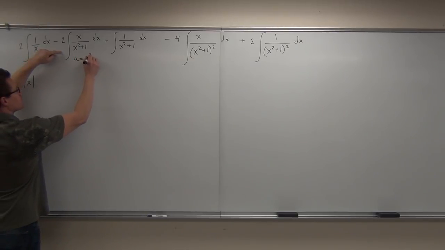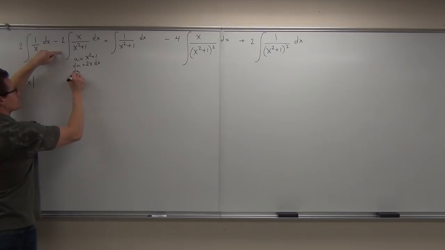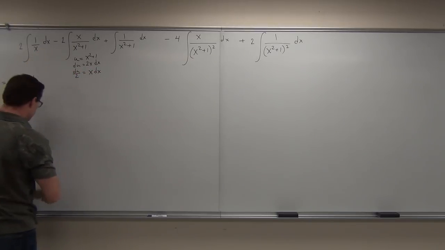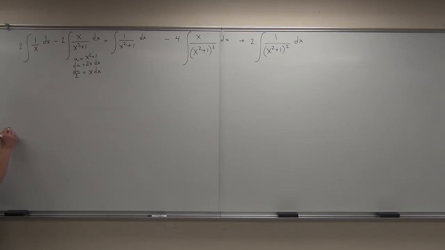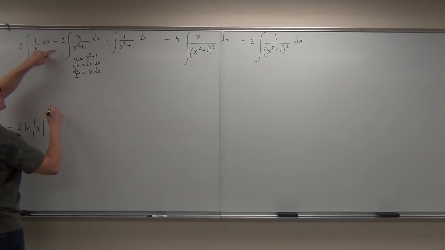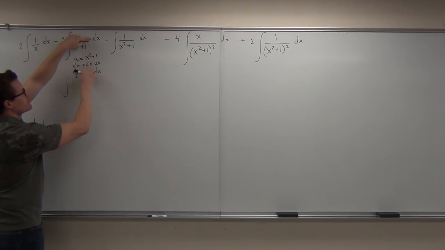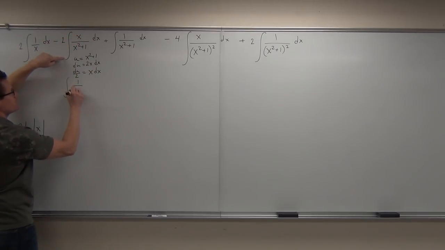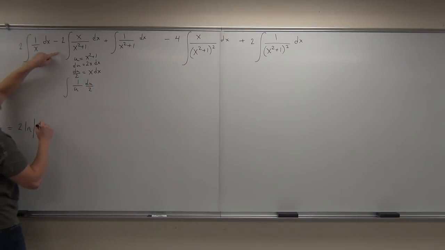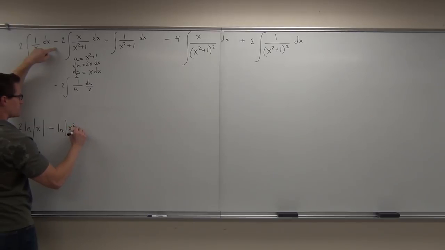So with this stuff, we're going to do u equals x squared plus 1. du equals 2x dx. du over 2 equals x dx. So when we go for that, we'd have the integral of, notice we have x dx. This becomes our du over 2. So 1 over u, du over 2. Keep in mind we have a minus 2 out front. The 2's are gone. We have minus ln absolute value x squared plus 1.